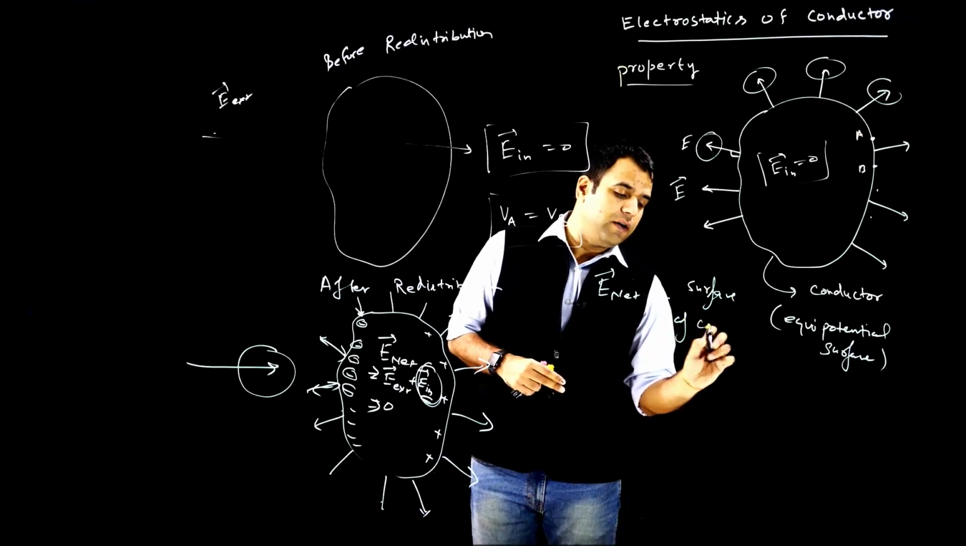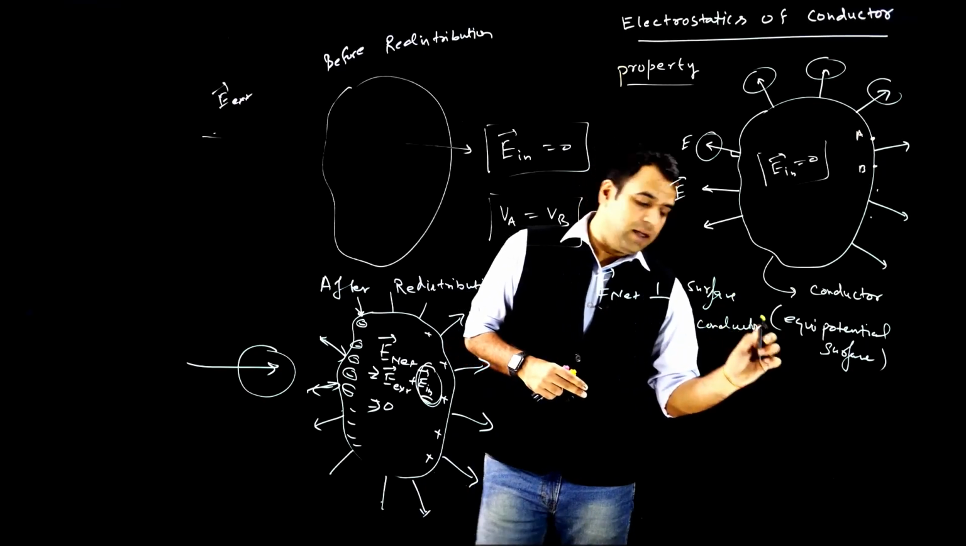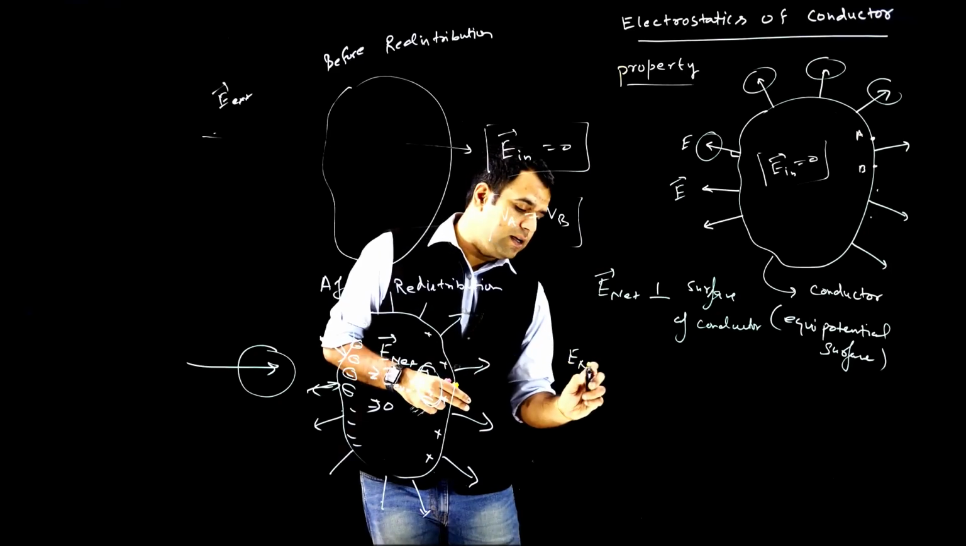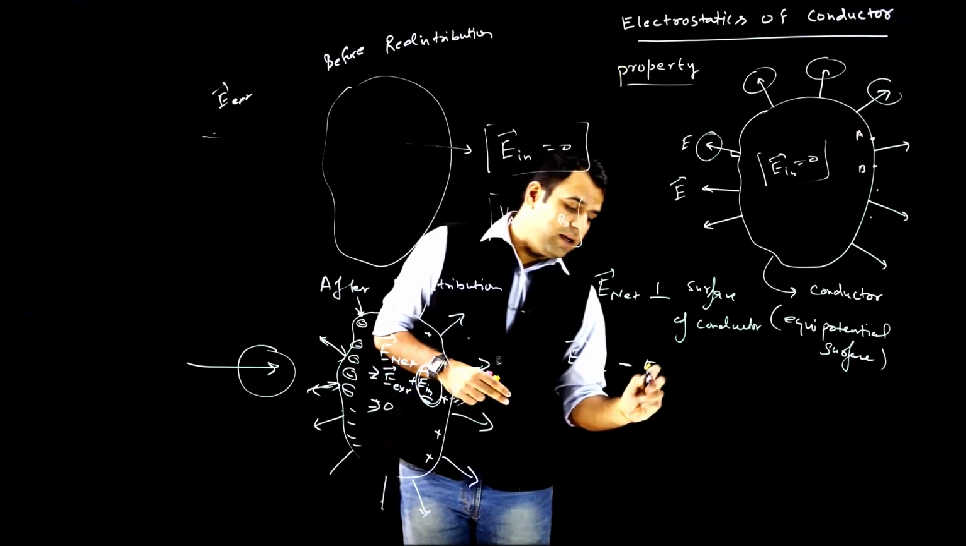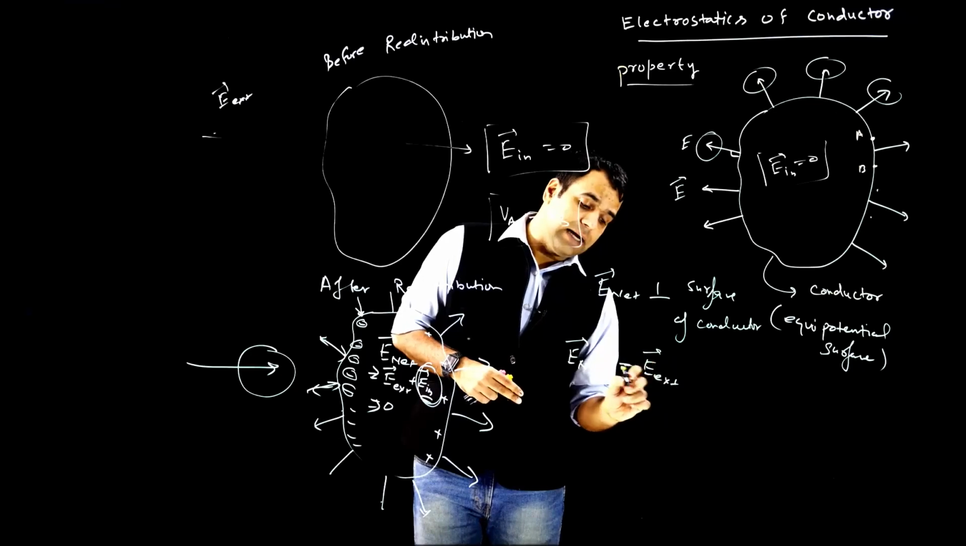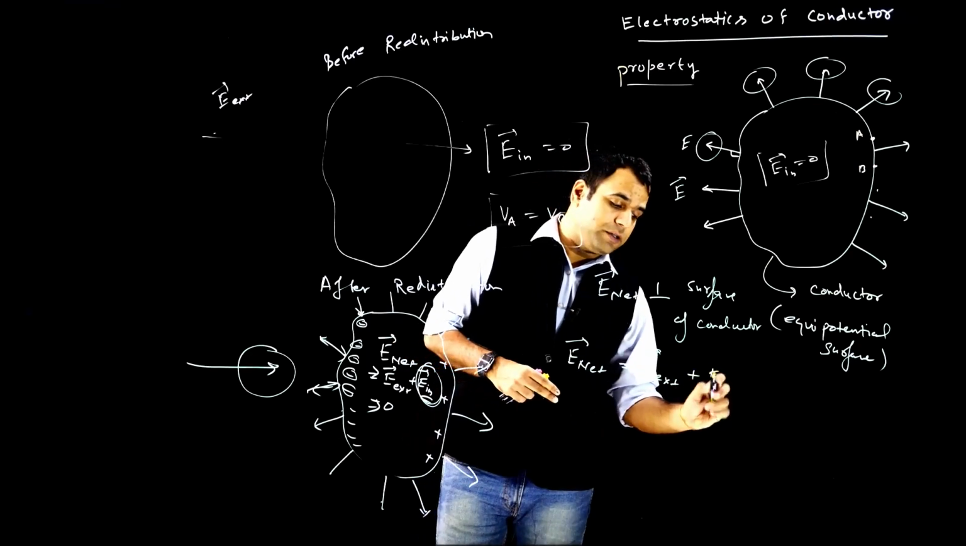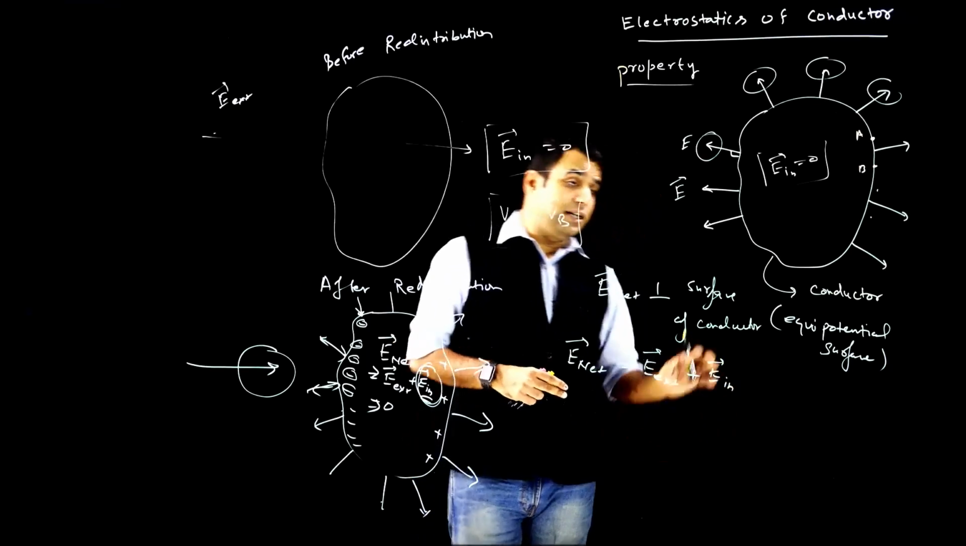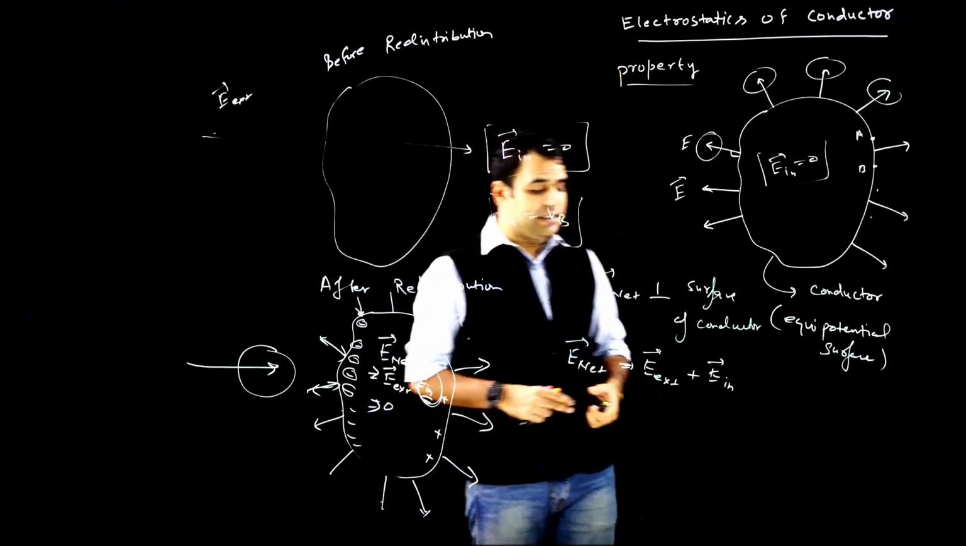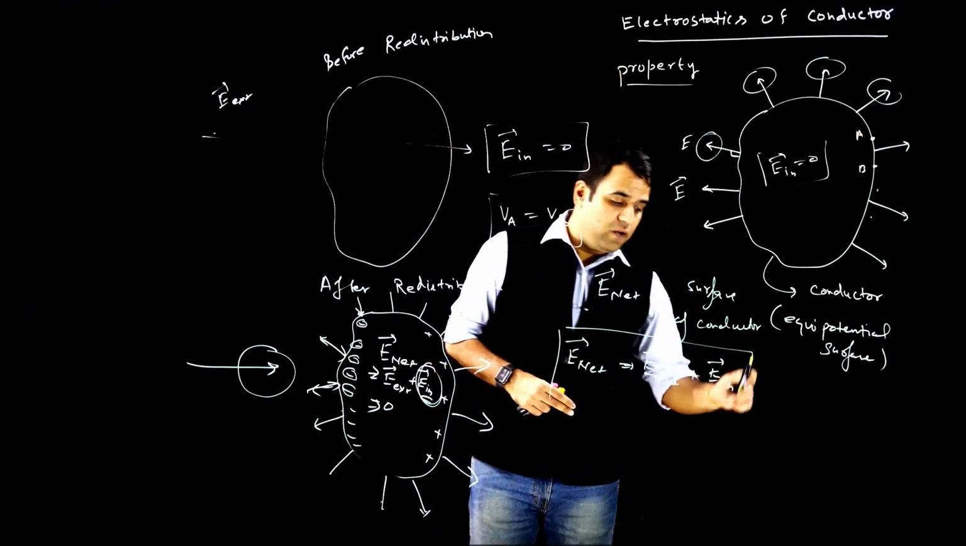surface of the conductor. And when we talk about E net, we mean E external, which can be constant or might be variable also, plus E internal, because we are talking about the electric field due to the internal charges.